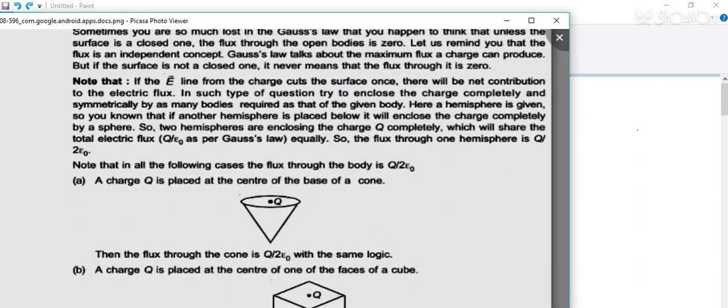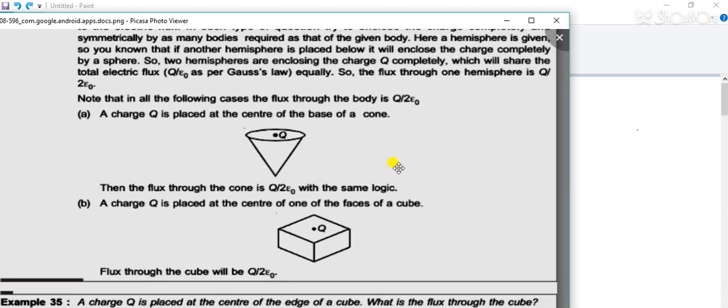So a question can be there like this one. Okay, wait, I will take it up some. Okay, now the whole question is visible. Now in the similar way, if a charge q is placed at the center of the base of a cone, so here we can take a cone, this is the cone suppose, and a charge is placed at the base of the cone. To make the symmetry, we will again draw another cone, upward.